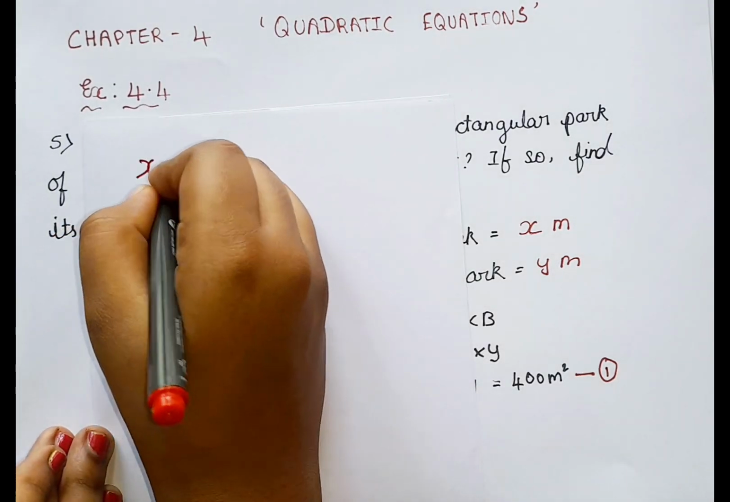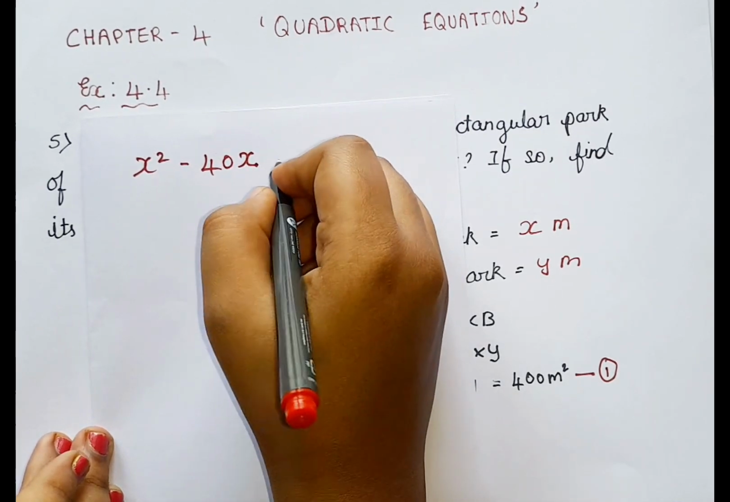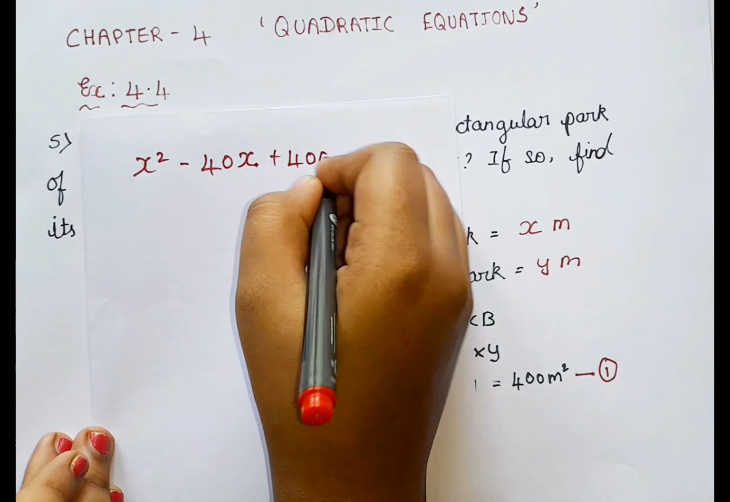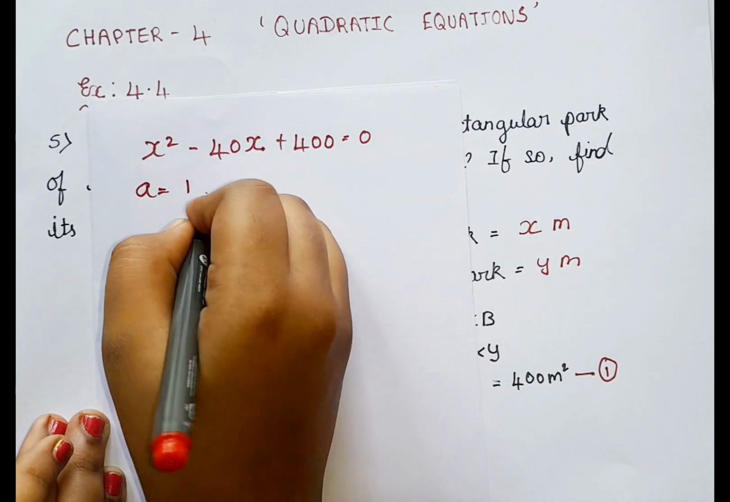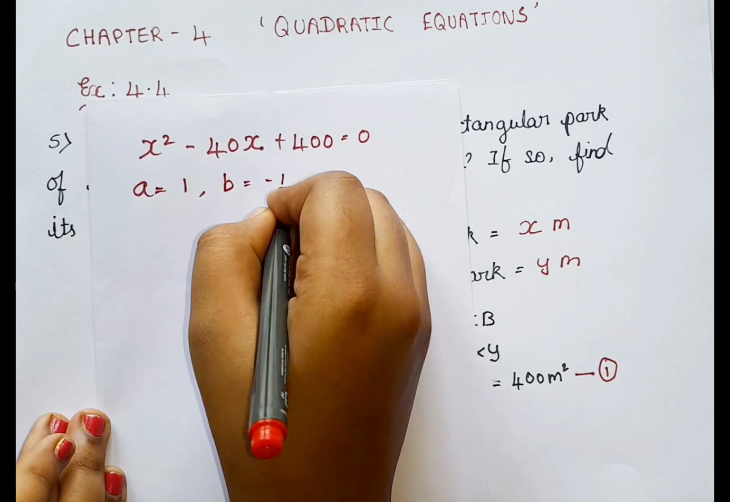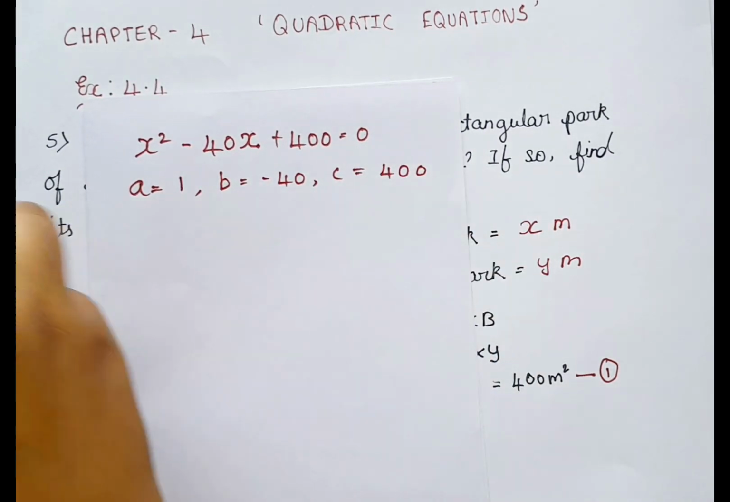So we got x square minus 40x plus 400 is equal to 0. Let's find the roots. So the a value is 1 and the b value is minus 40 and the c value is 400. Okay, alright.